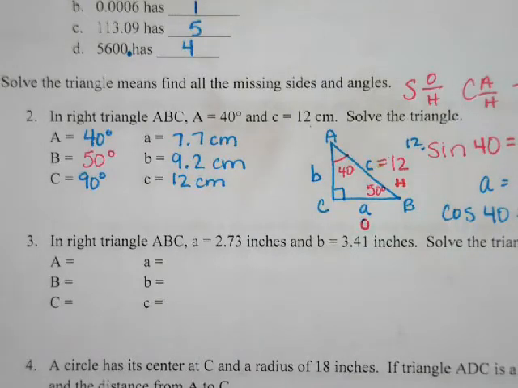Okay, questions on that? Okay, let's go to 3. In right triangle ABC, a is 2.73 inches and b is 3.41 inches. Solve the triangle. Okay, how many sig figs are in my problem? 3. Okay, so just keep that in mind. Really, that's all I want you to know about sig figs, is it just tells you what to round to. Okay? All right, so here we go.